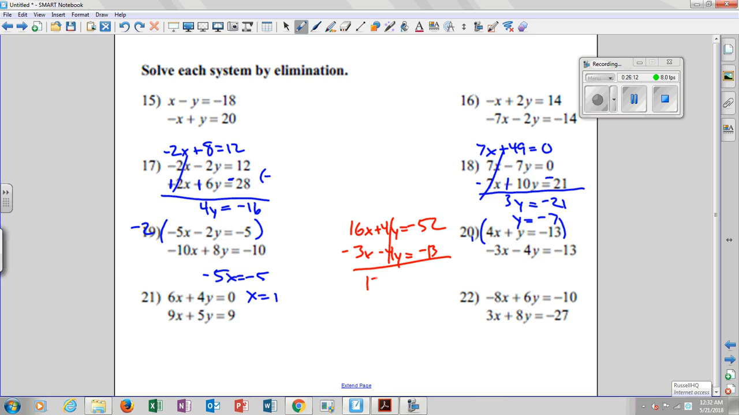Y's cancel, you get 13x equals 52 minus 13, which is 39. Divide by 13, x equals 3. Plug the 3 in. 4 times 3 is 12, plus y is negative 13. Subtract the 12 over, y equals negative 25.